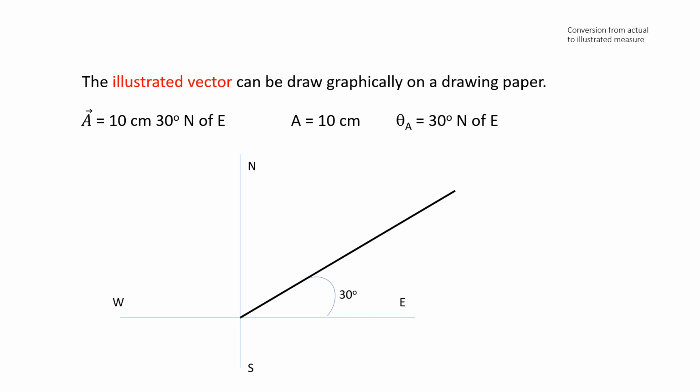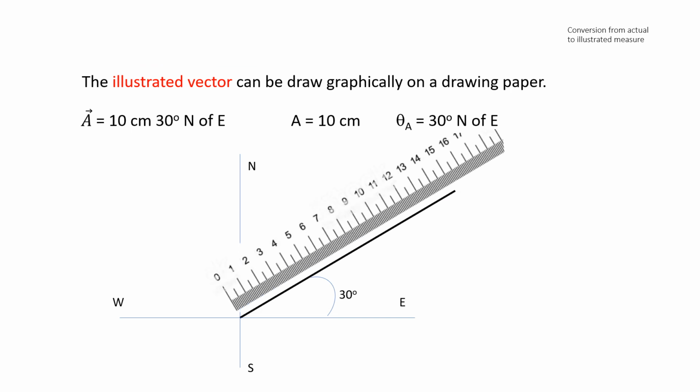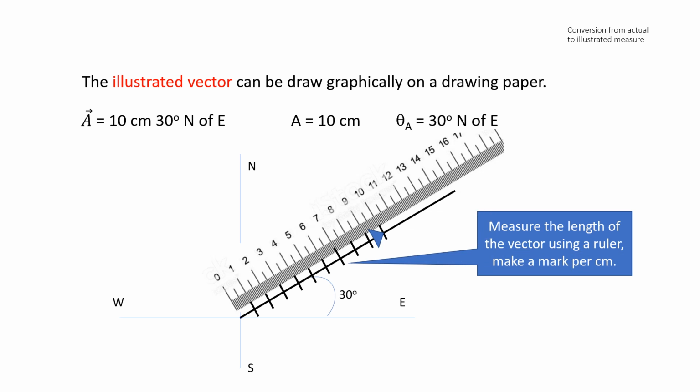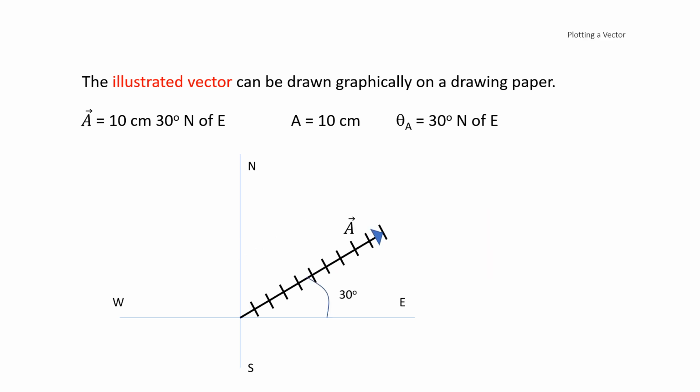From the origin, draw a line passing through the mark. Using a ruler, measure the length of the illustrated vector, 10 centimeters. To facilitate viewing of the measure, mark every centimeter measure on the illustration of the vector. Draw an arrowhead on the last mark, the 10 centimeter mark. The picture shown is the plot or the image of vector A.